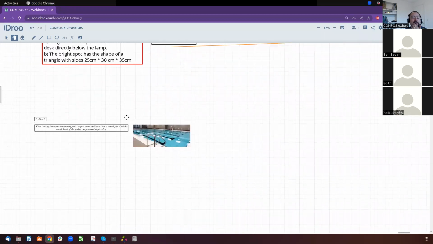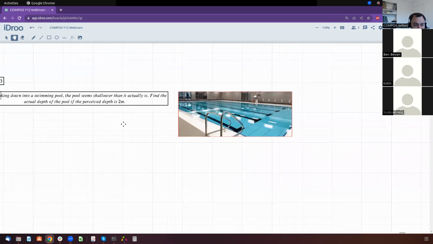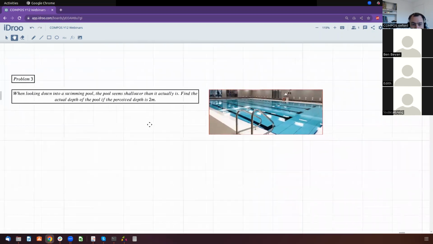The next problem, and I think it's one of the problems from the assignment. When looking down into a swimming pool, the pool seems shallower than it actually is. Find the actual depth of the pool if the perceived depth is 2 meters. So, not much information.